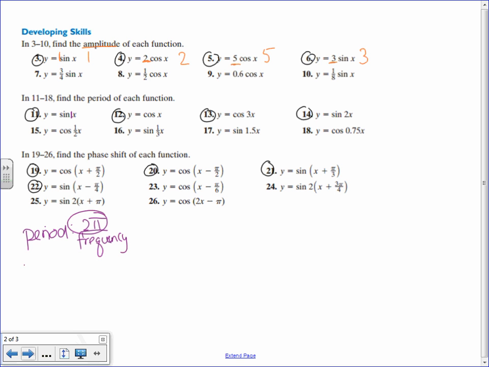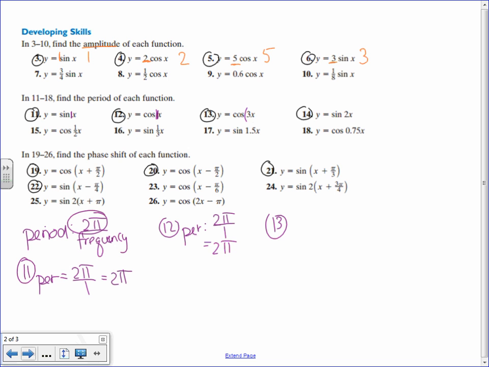This is a 1 sine x, so for 11, my period is going to be 2 pi divided by my frequency, which is 1, which is just 2 pi. So from 0 to 2 pi, I will go through 1 sine curve. For number 12, this is also a 1 on the outside, that would be amplitude. I have a 1 right here on the inside, a 1x. So my period is going to be the same thing. It's going to be 2 pi divided by the frequency, which is 1, which is just 2 pi. So by the time I go from 0 to 2 pi, I will have gone through 1 cycle of my cosine curve.